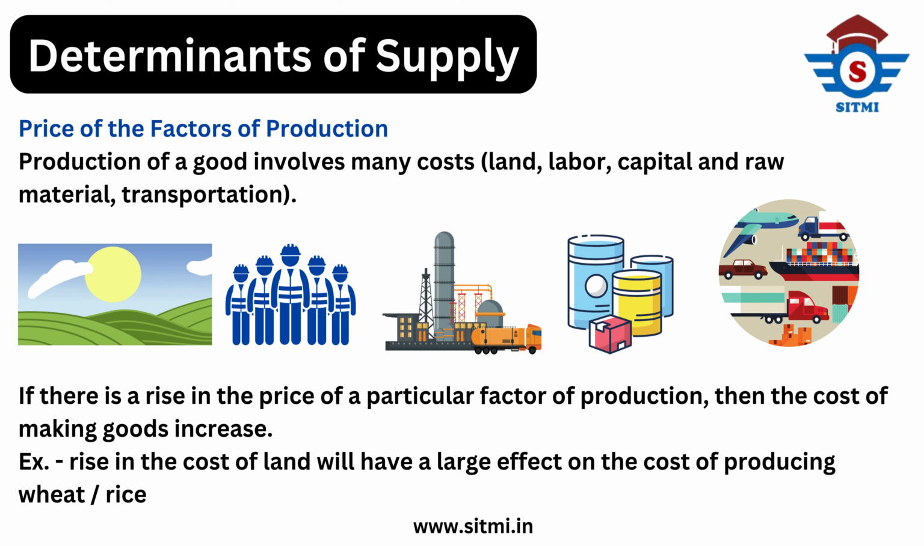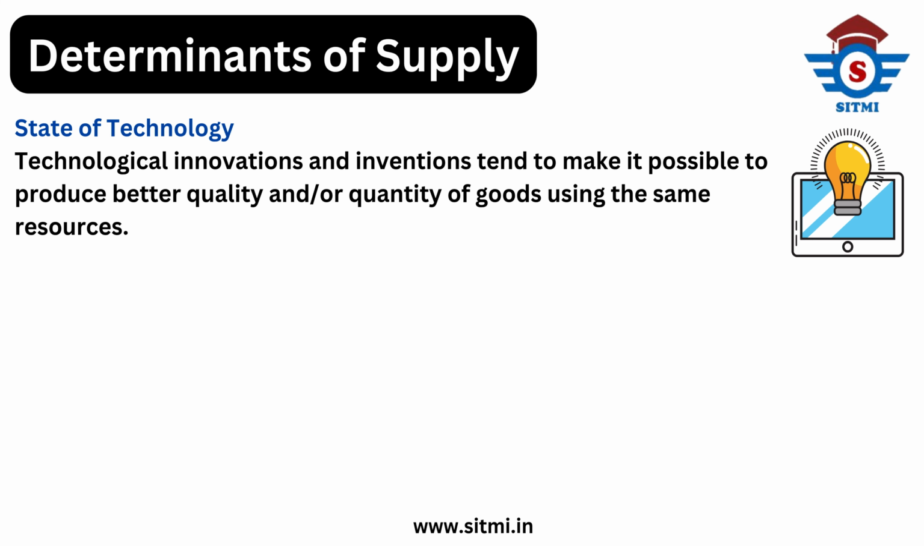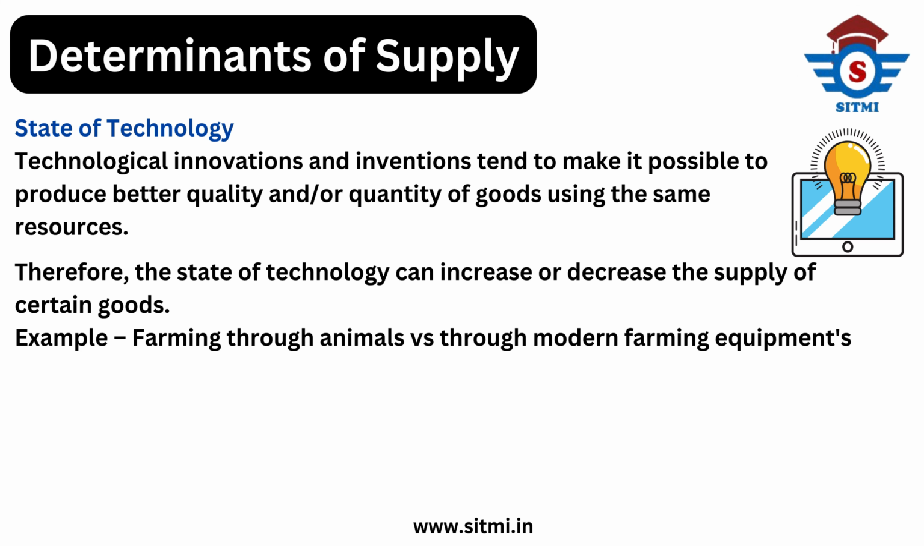The third factor is state of technology or technological innovation. We all know that technological innovation and invention are helping to make it possible to produce better quality or a better quantity of particular goods using the same resources. Therefore, if the state of technology or innovation in technology increases, then supply will also increase for a particular product.